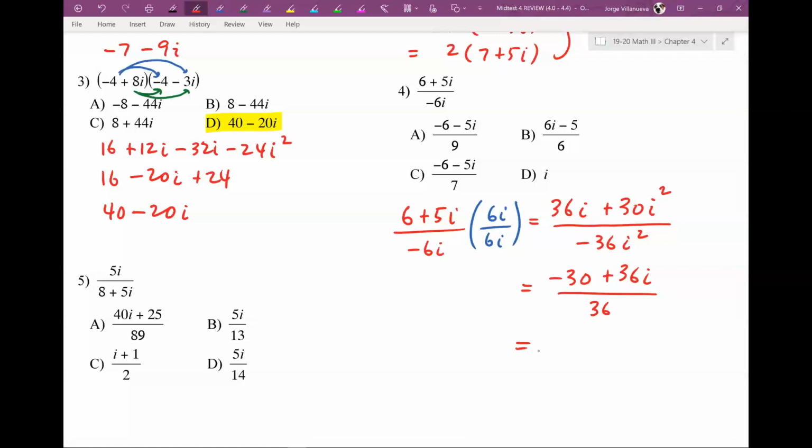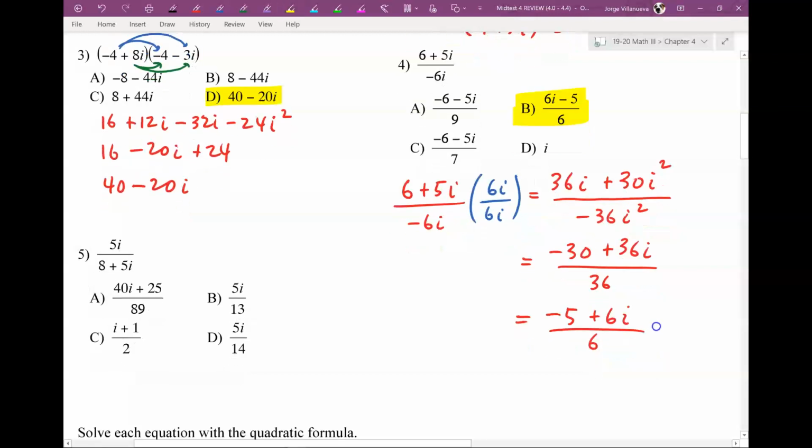So negative 30 divided by 6 will be negative 5. 36i divided by 6 would be 6i. And 36 divided by 6 would be 6. Okay? So which one is the right answer? B, which is actually written incorrectly. I don't like the fact that the i is in the front, but it is correct. So that would be number 4.